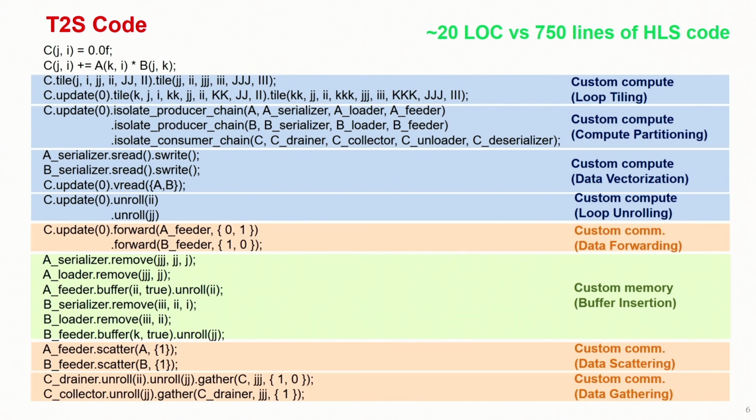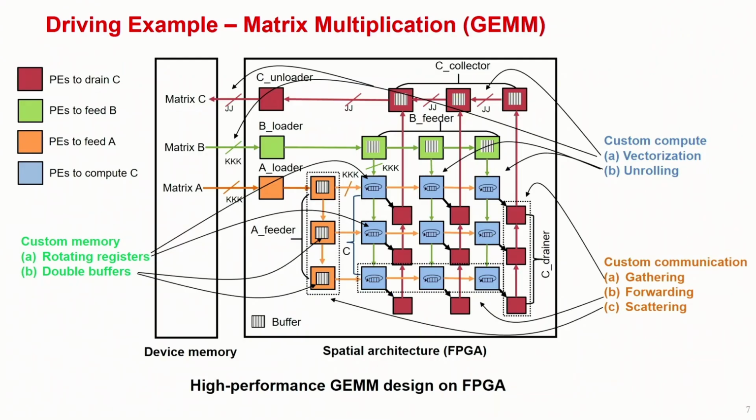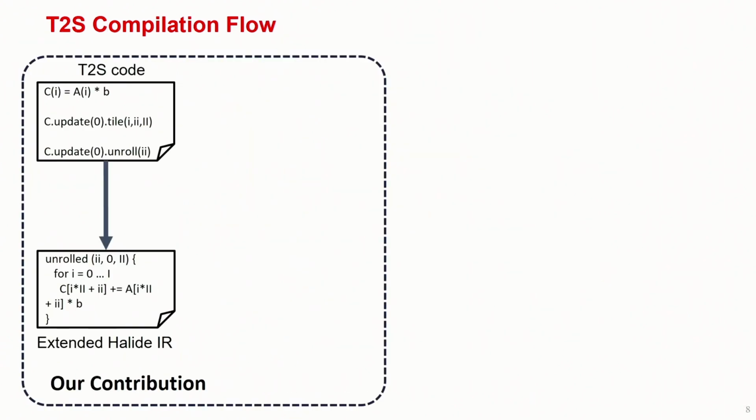Finally, we have communication customizations in the form of data forwarding, data scattering, and data gathering. So with these 20 lines of code, we can generate exactly the same hardware that we had shown before. Now let's talk about the T2S compilation flow.